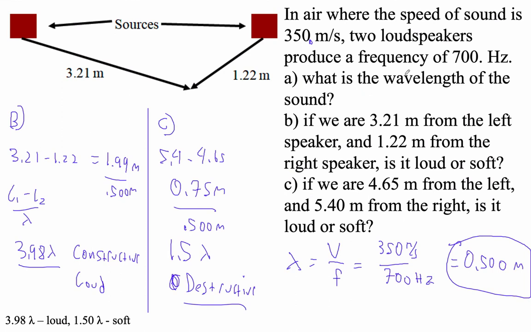So anyway, the steps are: find the wavelength, if they don't give you the wavelength. Step 2, figure out the difference in distance. Step 3, figure out how many waves that is. Just divide by lambda. And then just look at it. If it's close to something .0, it's constructive. If it's close to something .5, it's destructive interference.